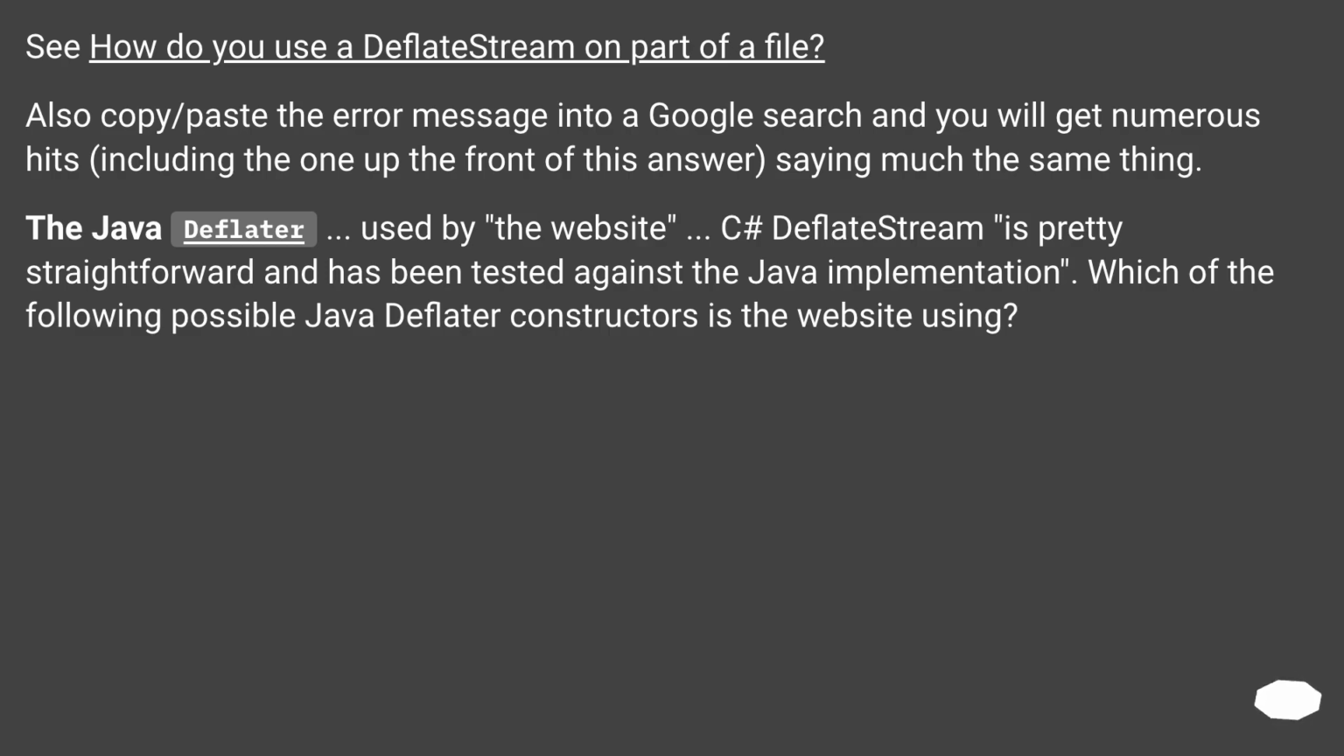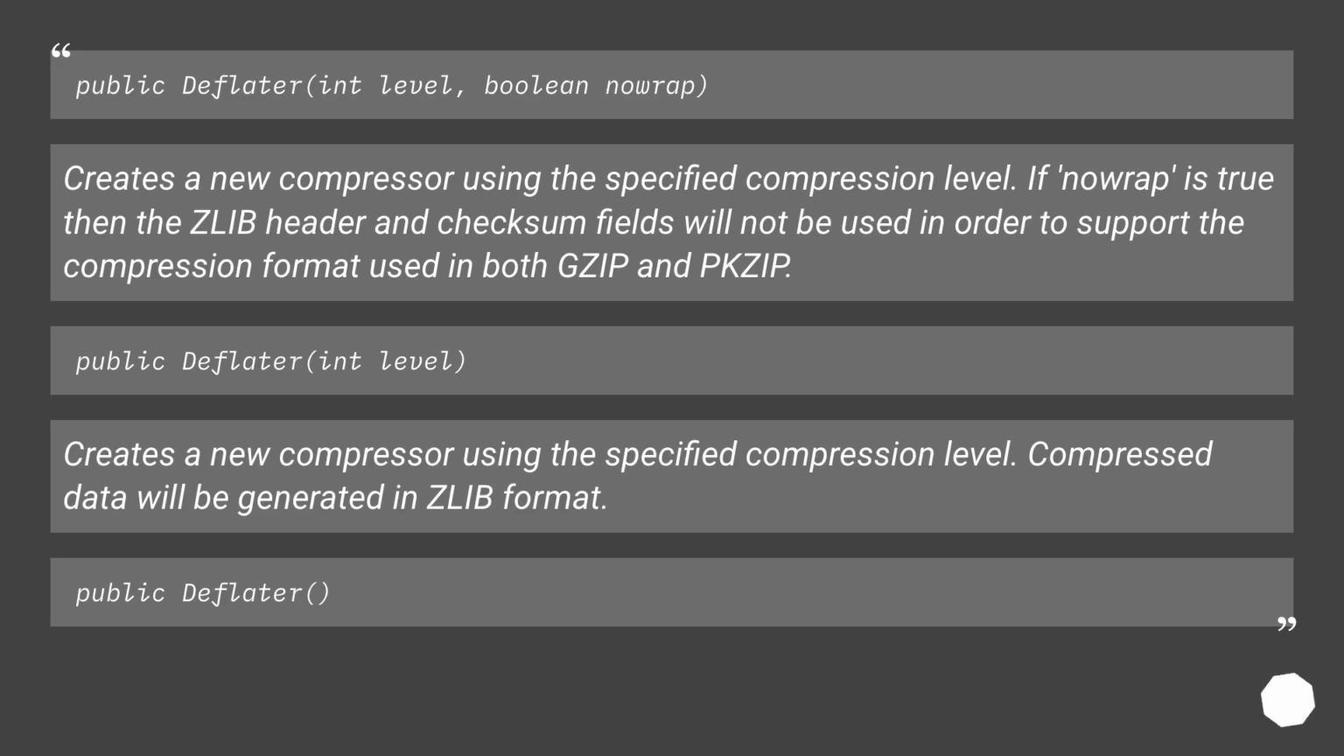The Java Deflater, used by the website, and the C# deflate stream is pretty straightforward and has been tested against the Java implementation. Which of the following possible Java Deflater constructors is the website using? Public Deflater(int level, boolean nowrap). Creates a new compressor using the specified compression level. If nowrap is true, then the zlib header and checksum fields will not be used in order to support the compression format used in both gzip and PKZIP.